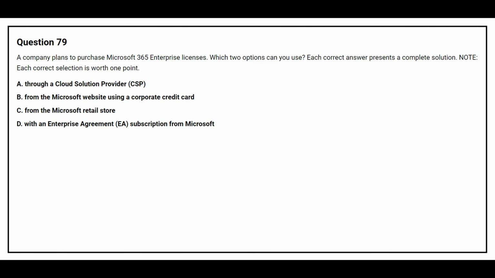Question number 79. A company plans to purchase Microsoft 365 enterprise licenses. Which two options can you use? Option A, through a cloud solution provider. Option B, from the Microsoft website using a corporate credit card. Option C, from the Microsoft retail store. Option D, with an enterprise agreement subscription from Microsoft. The correct answers are Option A, through a cloud solution provider, and Option D, with an enterprise agreement subscription from Microsoft.